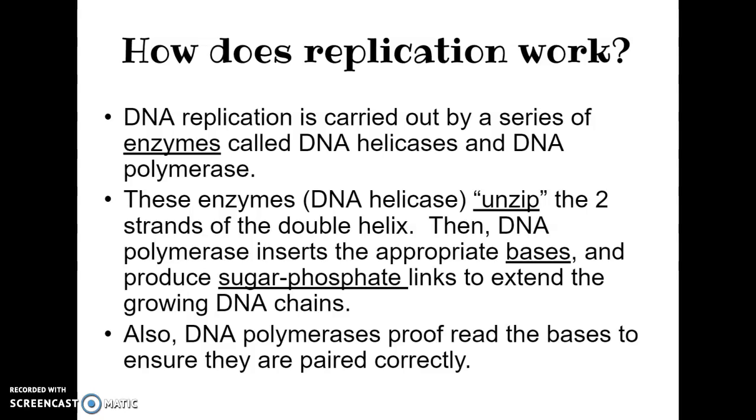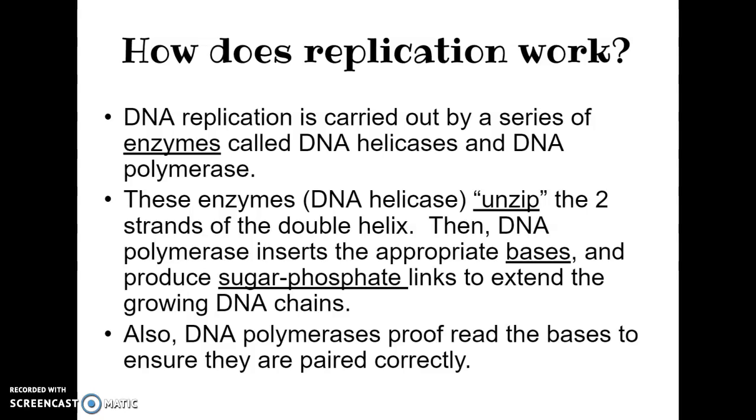DNA replication is carried out by a series of enzymes called DNA helicase and DNA polymerase. DNA helicase is going to unzip the 2 strands of the double helix. Remember I said a minute ago that the bases were held together in the middle by hydrogen bonds, and that they were not very strong bonds? Well, this is why that's important: DNA helicase is going to have to come in and unzip between those bases. The DNA polymerase will then, after the helicase has unzipped, come in and insert those complementary bases.